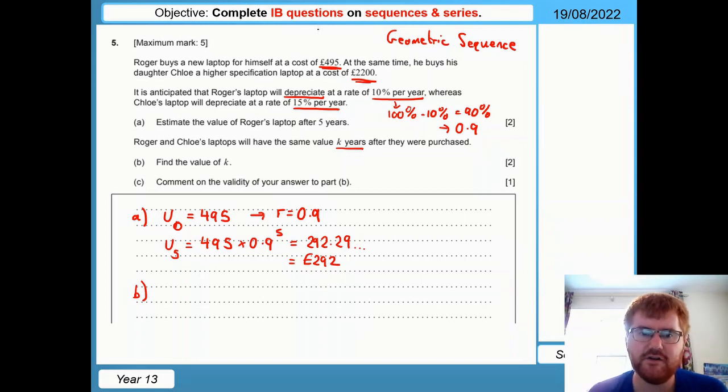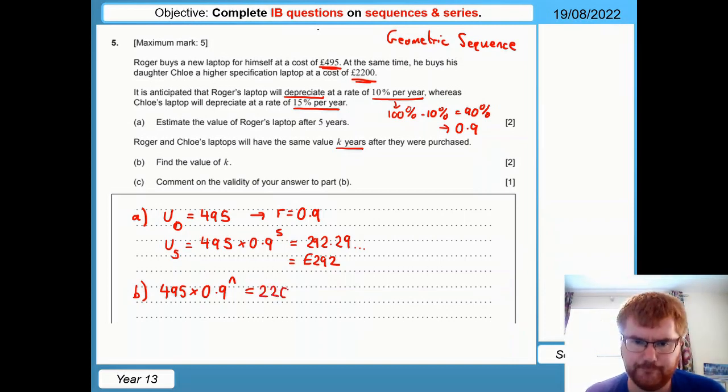So this time we don't actually know what this value here is going to be. We want to find when they're equal to each other. So notice this is very similar to how we did the previous question. So I'm going to take the expression from what we did before for Roger's laptop and make it equal to Chloe's laptop. So Chloe's laptop is 2,200.